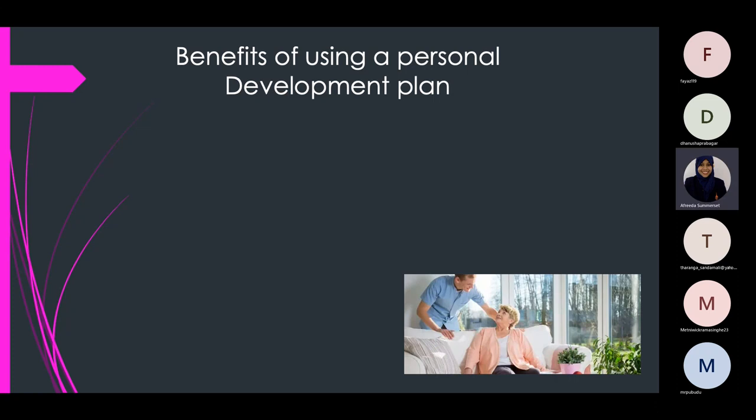What about Metni? What do you think, Metni? Can you give some benefits of using a personal development plan? Can you give me some one example? Taranga said about time management. It improves motivation, ma'am. Motivation, very good.